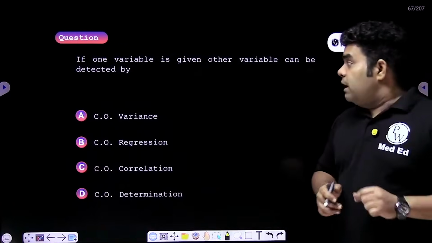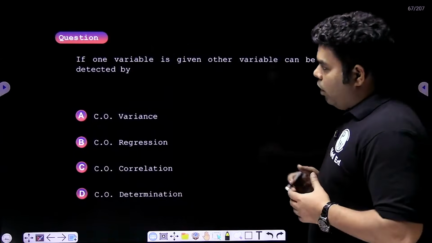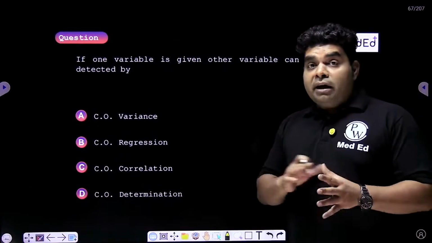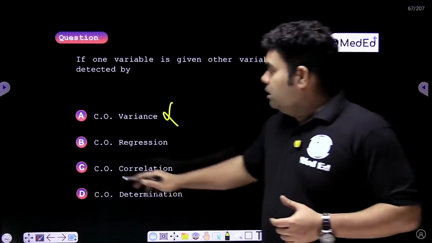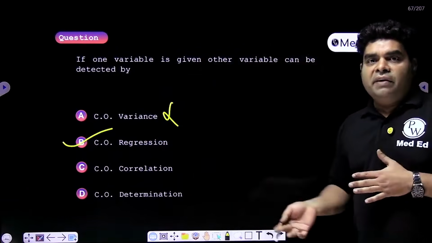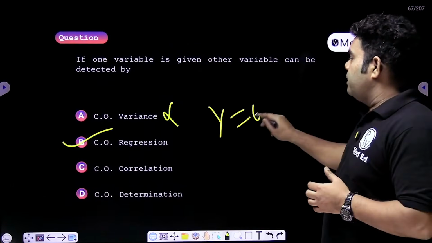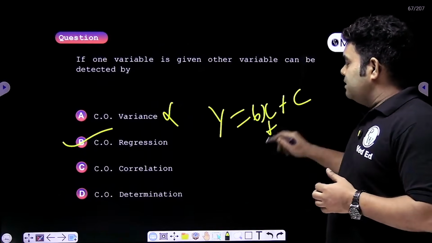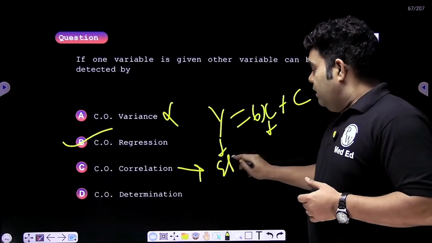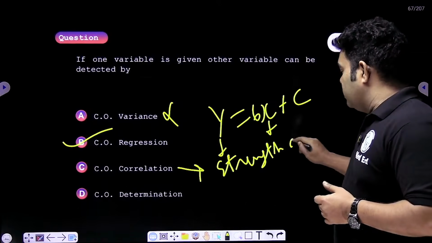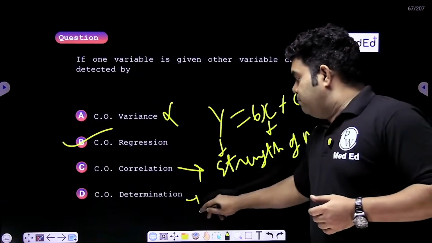If one variable is given, how can you find the other variable? Can coefficient of variance help us? No, because it compares the quality of data sets, so it can never help. Can regression help us? Yes, regression will help us. If one is given, the other can be found only by regression, because only regression has the mathematical formula bx plus c. So if x is given, y can be found only in regression. Correlation, the coefficient of correlation, tells the strength of association, how strongly two things are correlated. And the coefficient of determination gives the percentage variation.